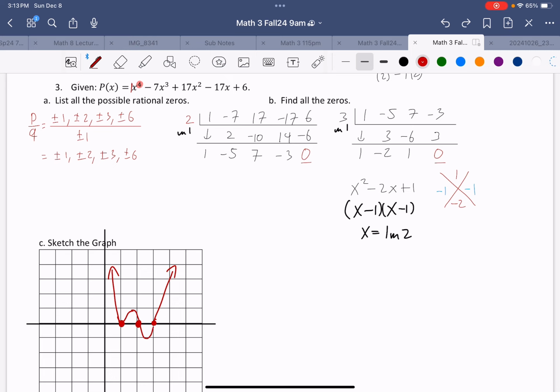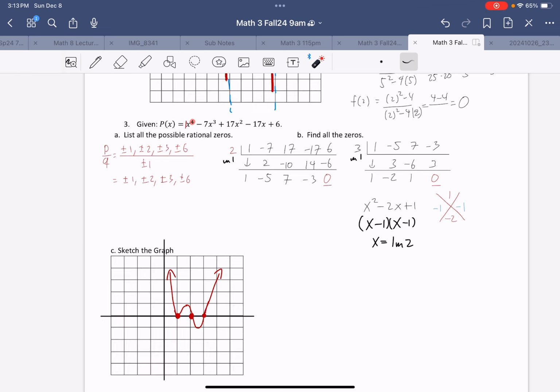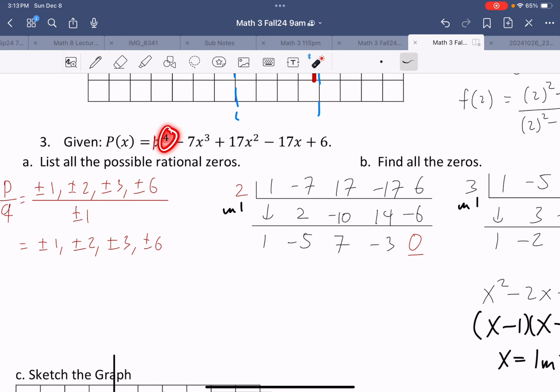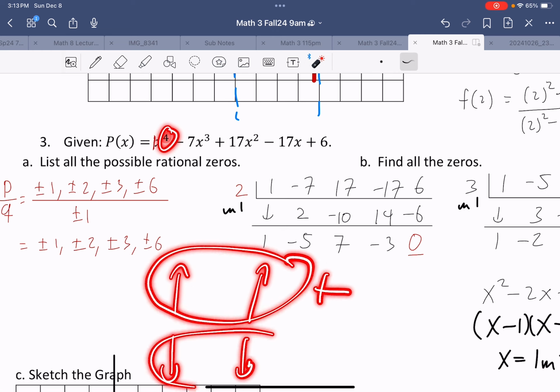Then come back around and go through again, because at 3 it is an odd multiplicity. And this is how you would sketch them each time, right? You're looking for your multiplicities, paying attention to the end behavior, because when it's even, they either both go up or they both go down. This is for a positive leading coefficient. This is for a negative leading coefficient.